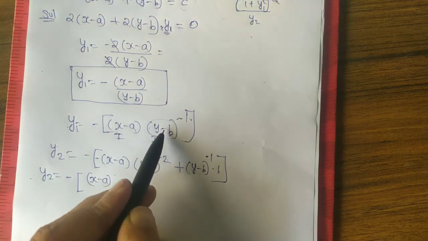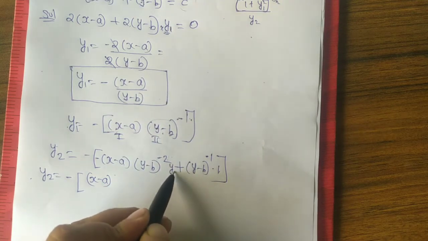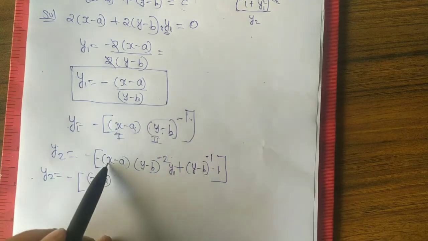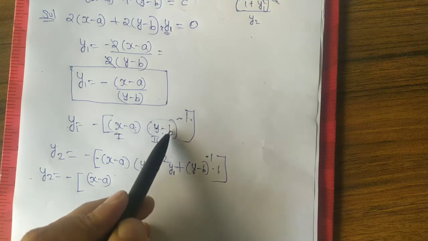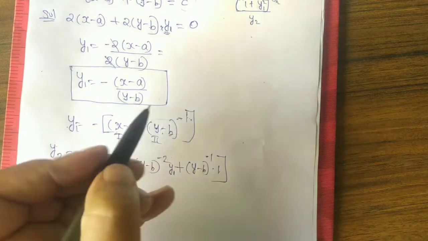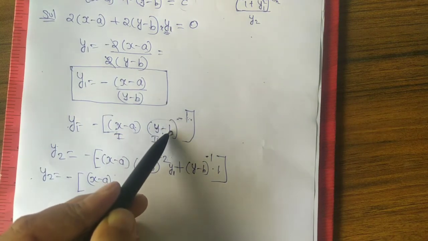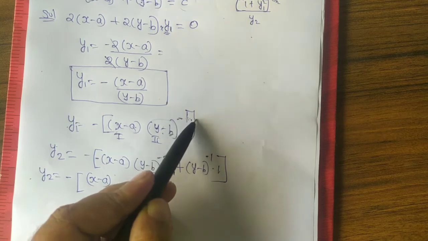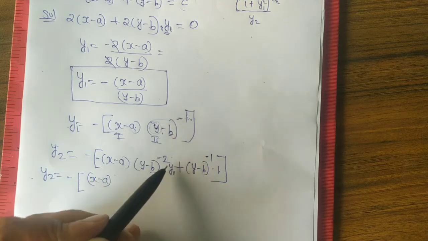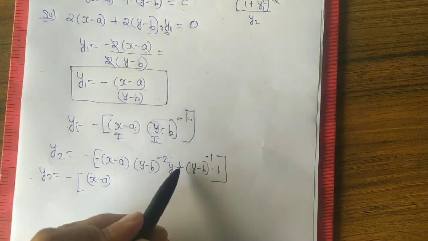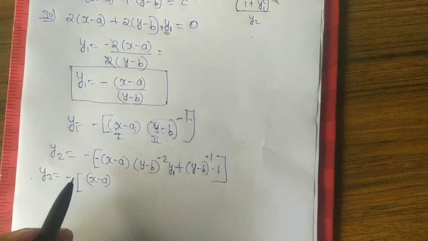Dear students, here we will differentiate y also, and the differentiation of y is, sorry, y1. I repeat, x minus a as it is, differentiation of y minus b to the power minus 1, it is minus 1 into y minus b to the power minus 1 minus 1, so it is minus 2. Now we have to differentiate y also, so the differentiation of y is y1, and plus second function as it is, differentiation of first function, that is 1.